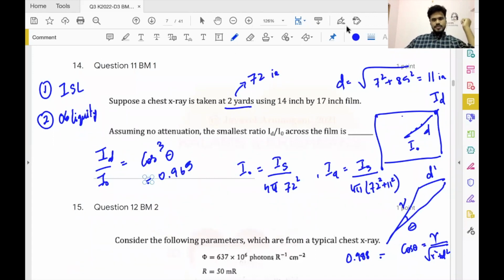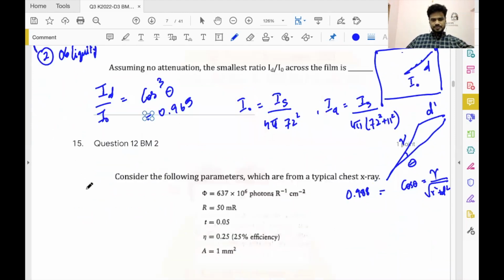So notice, if there is attenuation, there is one more factor, e to the power minus mu x. But without that, we have to consider these two. If they just say inverse square law, it's cos square. If they don't say anything, consider both these cases.